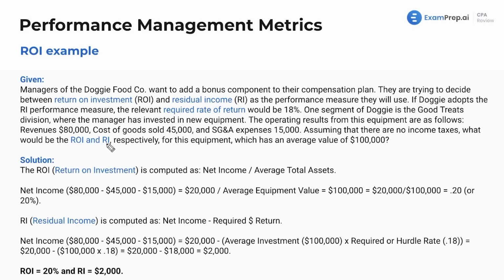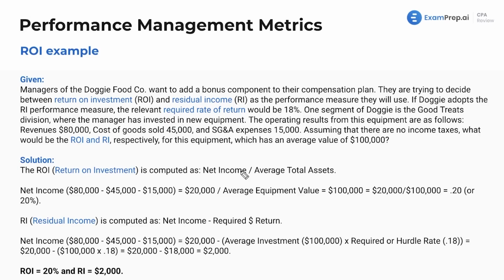Now, what's RI? This is residual income. It's mentioned up here. I just want to read the question first. Respectively for this equipment, which has an average value of $100,000. Okay, what is ROI? Well, I write out the formula. Now, I didn't have all the space in the world, so I wrote out this specific formula that fit for this question. But if you need to, write out as much of the formula as you have to.